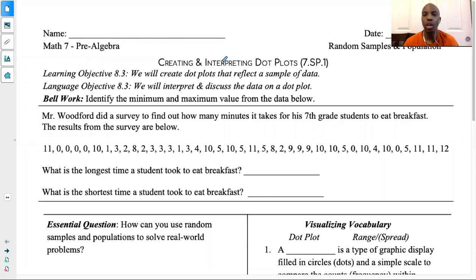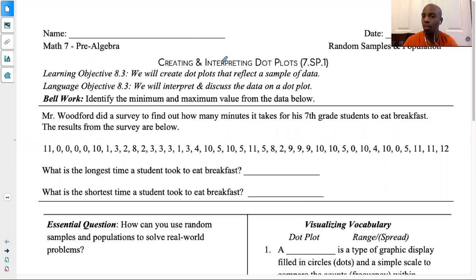Today we're going to continue working on our Unit 8 worksheets. Today we're working on Unit 8, Lesson 3, which is creating and interpreting dot plots. For the last few lessons, we were talking about samples, populations, random samples, and biased samples.